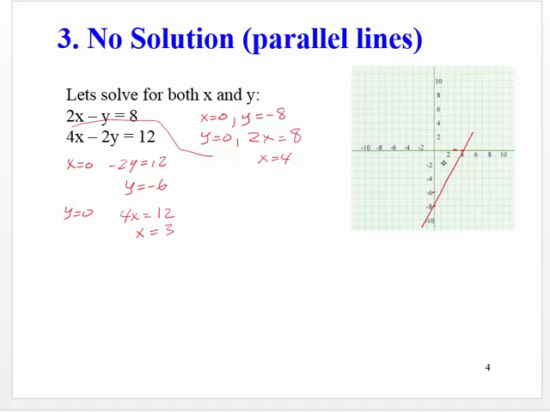Okay, graphing that line. We basically have this. And they're parallel lines. They're not going to be any solution. They never cross. What happens when we try to solve this?